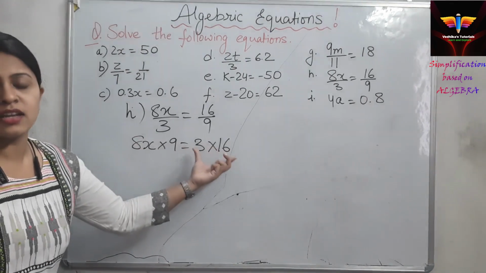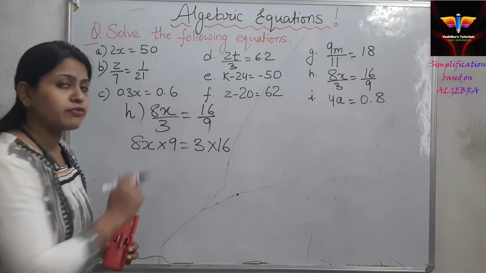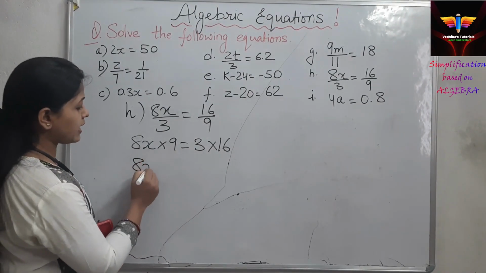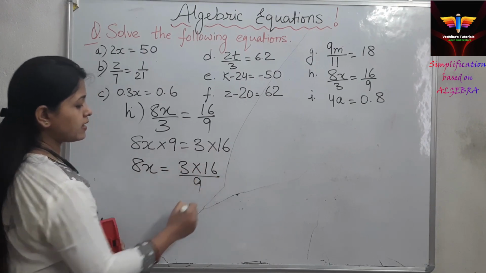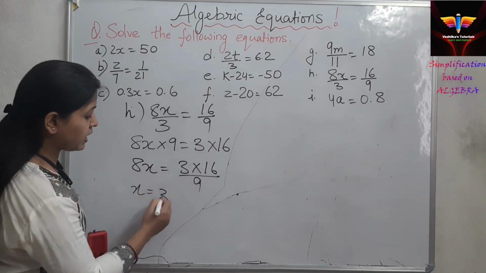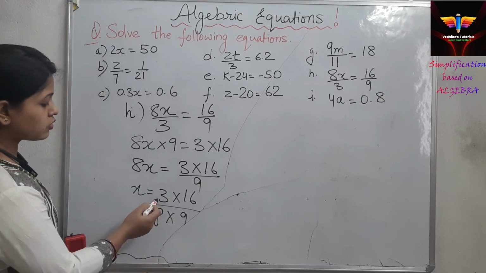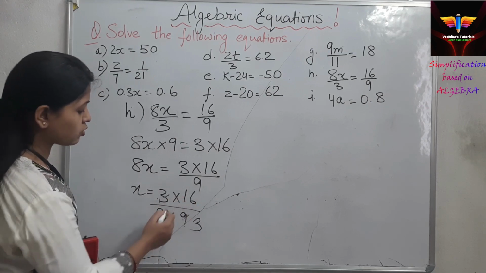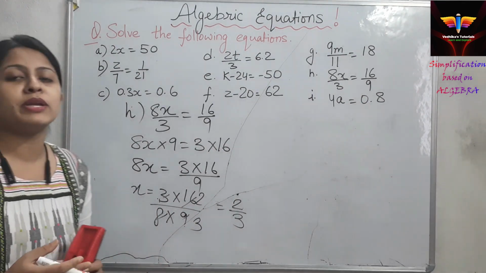So 8x into 9. Now we can write in terms also, or we can multiply it also. Like 16 into 3 we can write 48 also. But for our convenience we write it like this. 8x is equal to 3 into 16 by 9. Now we can write x is equal to 3 into 16 by 8 into 9. Now 3 into 3 is 9, so here 3, and 8 into 2 is 16. So the answer is 2 by 3. The value of x will be 2 by 3.